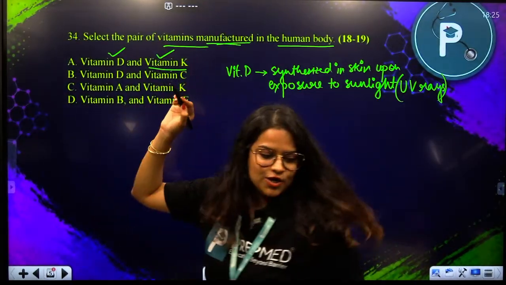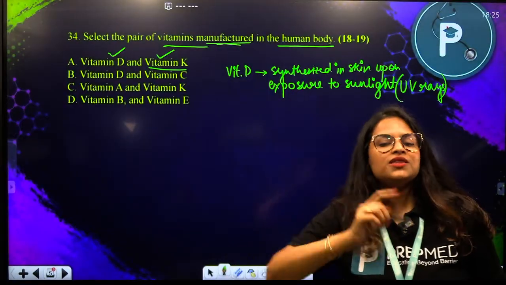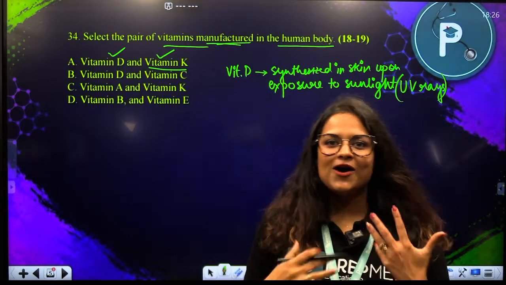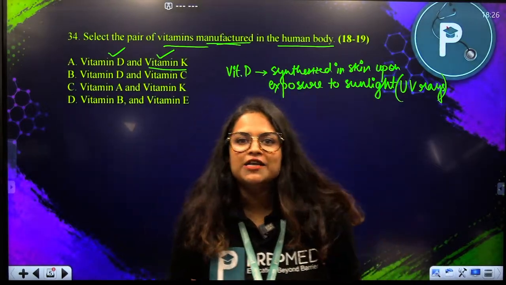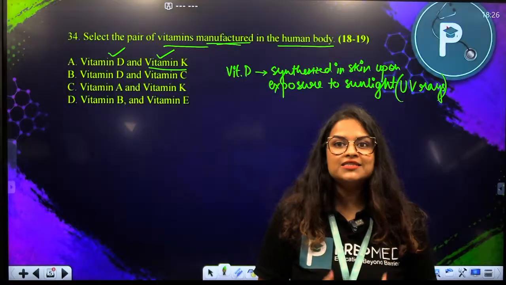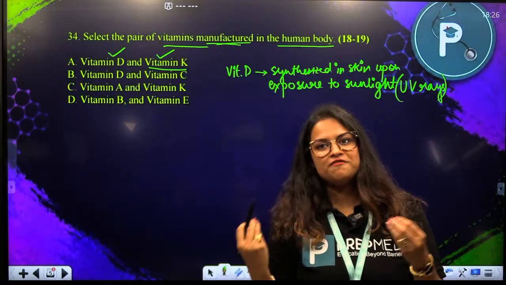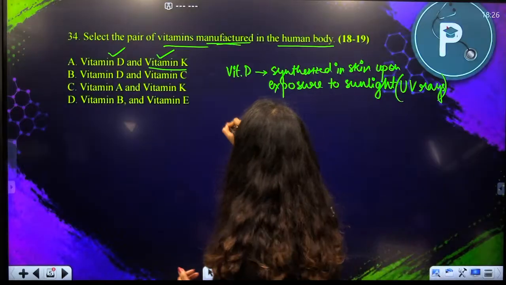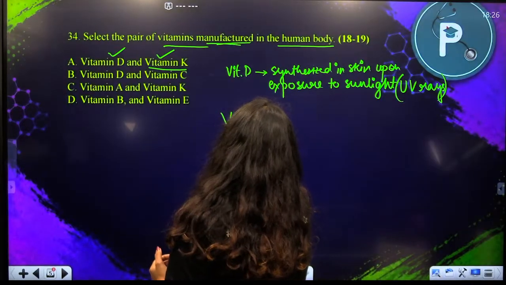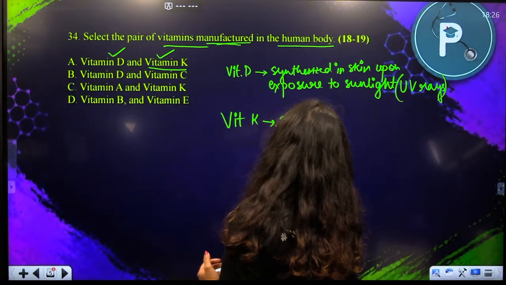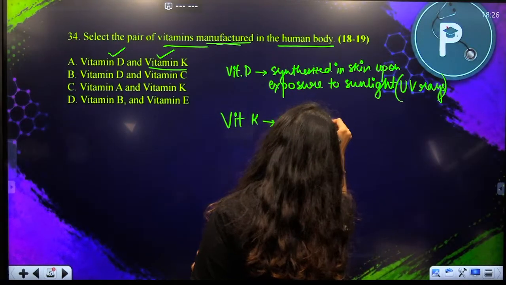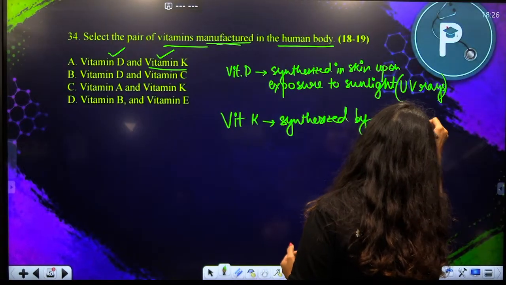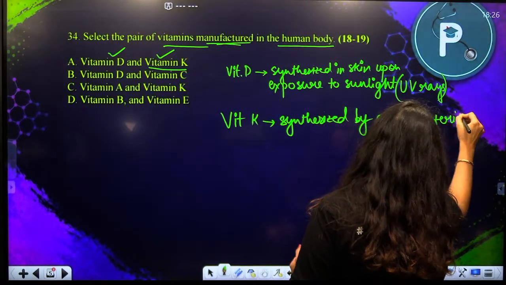K as well. You can see that K can also be synthesized by certain friends of ours. Our body cannot directly synthesize vitamin K. It depends upon certain gut bacteria, certain friends in our body called gut bacteria, symbiotic bacteria. So we can simply write here that vitamin K is synthesized by gut bacteria. So they would help us to synthesize this.